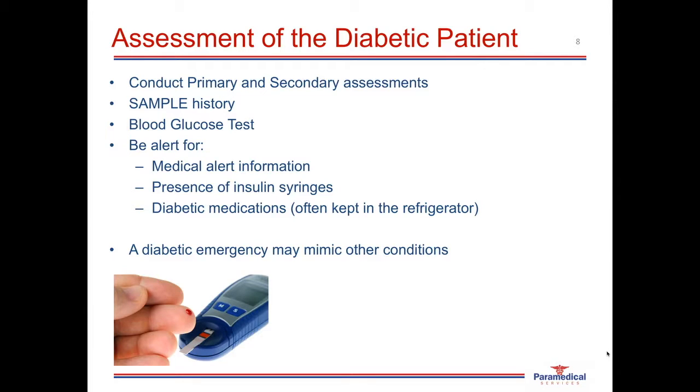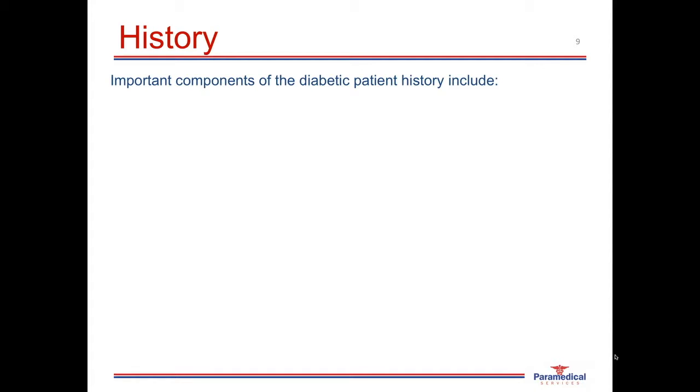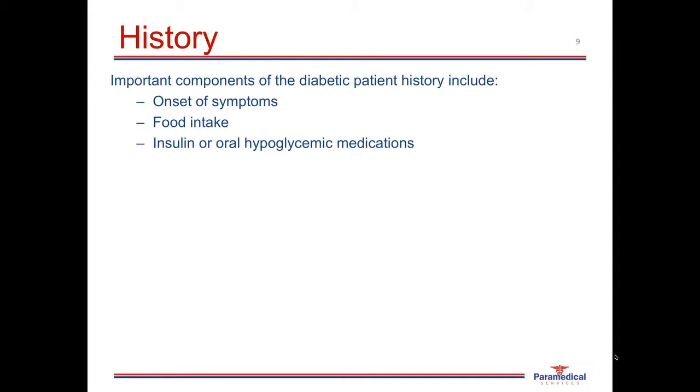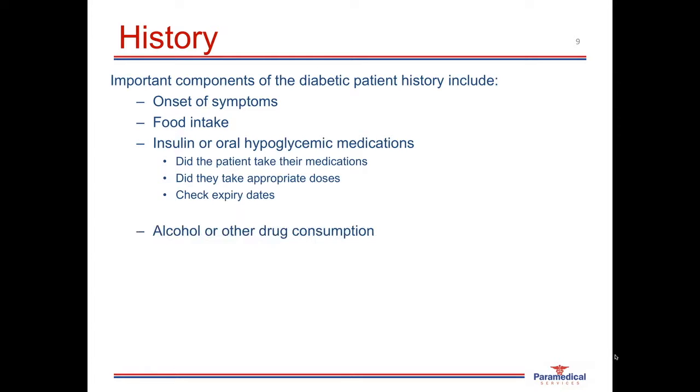A diabetic emergency may mimic other conditions as well, so ensure that you're taking in the whole clinical picture of the patient and ensure that you're getting a really thorough SAMPLE history and asking further history questions to differentiate between the different disorders. Important components of a diabetic patient's history include onset of symptoms, food intake for the day, insulin or oral hypoglycemic medications. We need to ask, did the patient take their medications today? Did they take appropriate doses? Check the expiry dates. Ask about alcohol or drug consumption because this can alter a blood glucose level.